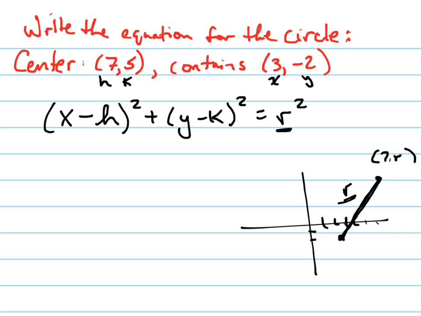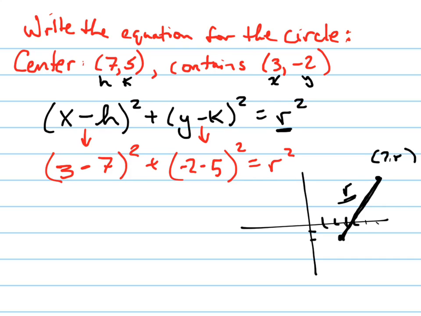plug in and then solve, because notice that we have an h, which is 7. We have k, which is 5. We have an x value, which is positive 3. We have a y value, which is negative 2. Make sure that you're being very careful with the signs. That's the mistake most people make. And then we can just solve that equation, and then we'll have r.